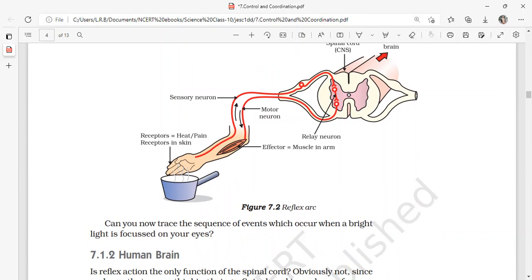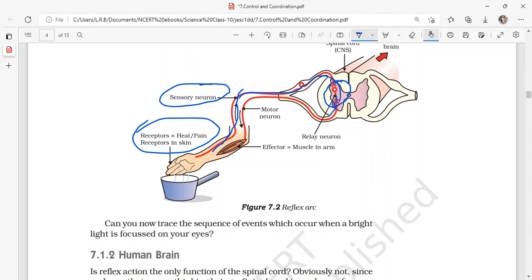This is the way the receptors are, heat and pain receptors in the skin. Okay, so what are the receptors? These are the heat and pain receptors in the skin. When a heat or pain stimulus comes in touch with the receptor, this receptor will be sending information through the sensory nerve. The neuron which senses the information is called a sensory neuron. Now this sensory neuron will be carrying information from the receptors to the spinal cord, and from the spinal cord the quick response will happen, and from this quick response the action goes back to the muscle where the effect is seen.